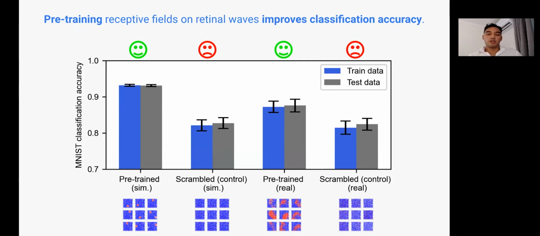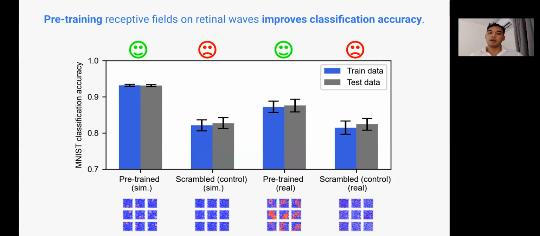And so what happens when you do this and you actually run classification? Well, it turns out that pre-training with receptive fields actually improves your classification accuracy in the final layer. So you can think of this as happening is, well, the first on the left is just the pre-trained simulated wave network. And then the third set of bars is the pre-trained real wave network.